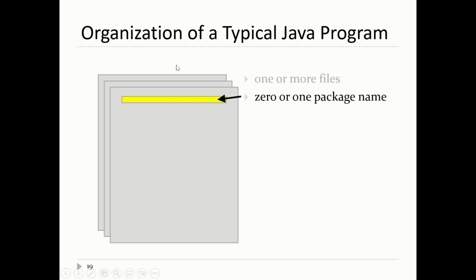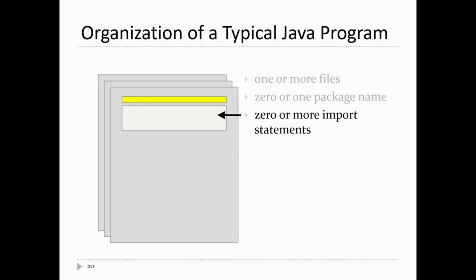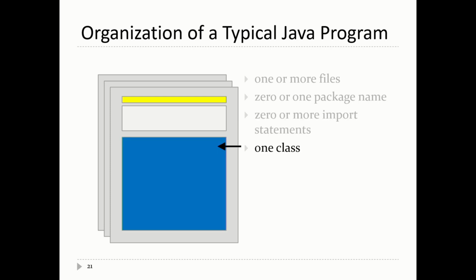Inside each file, at the very top of each source code file, you might see a package name. You might not. I think in your labs, you have not seen a package name yet. Then you'll see zero or more import statements. If your class needs to use some other class that's outside of the current package, it has to import that class. We've seen that: you import java.util.ArrayList to use ArrayList. And then typically, there's a single class inside each file, and that's also the way that your labs have been structured.